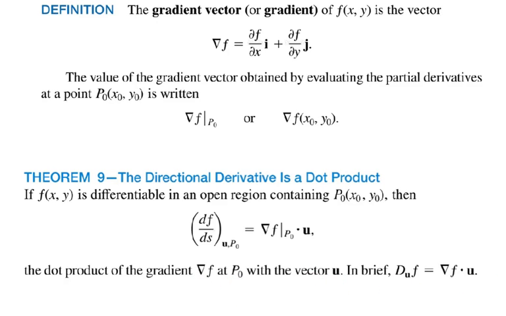In brief, we can just say the directional derivative, the derivative in the direction of u of the function, is equal to the gradient of f dotted with u. So now let's do an example.